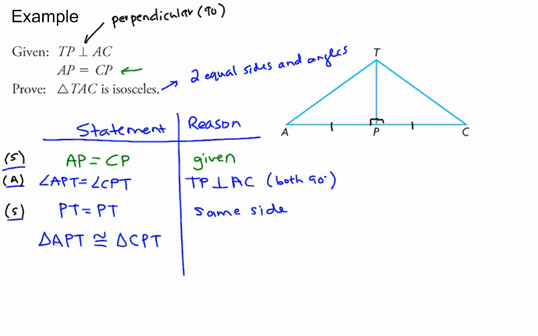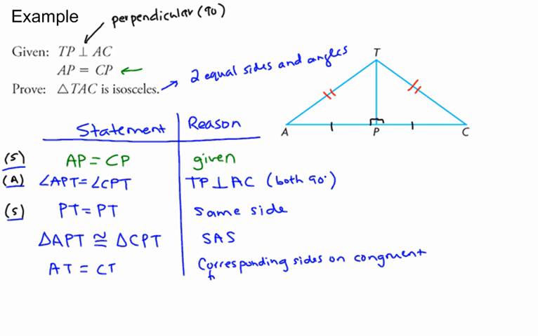And so how did we prove that these are congruent? Well, we proved side, angle, side. So now what does that mean? If these two triangles are congruent, what about these two sides? Well, they'd have to be equal. So we could say AT equals, notice the order, CT. Why? Corresponding sides on congruent triangles are equal.